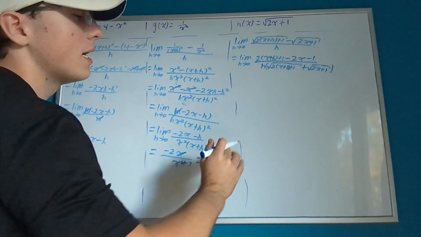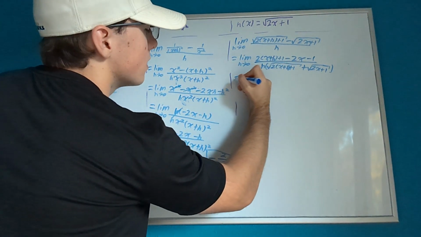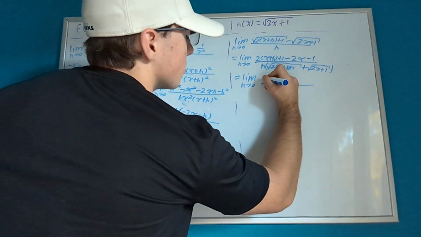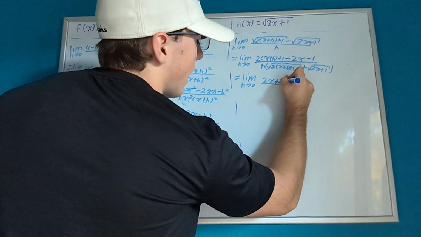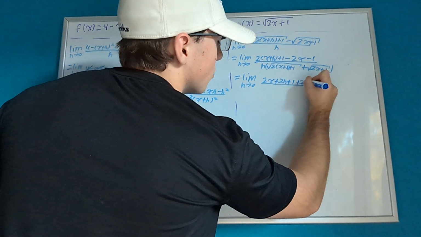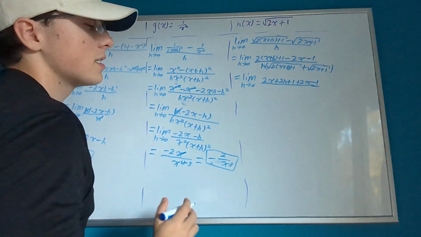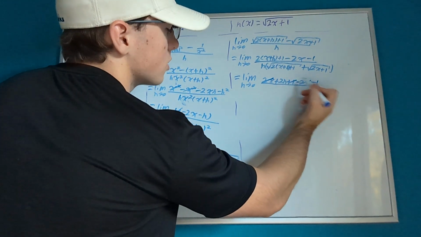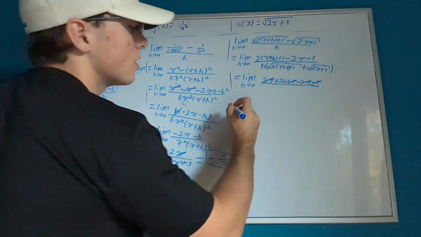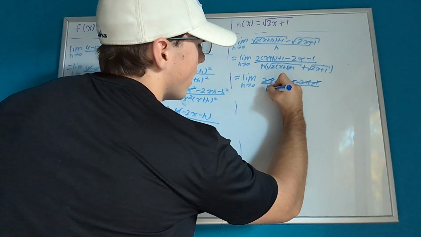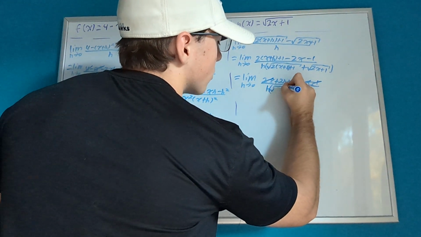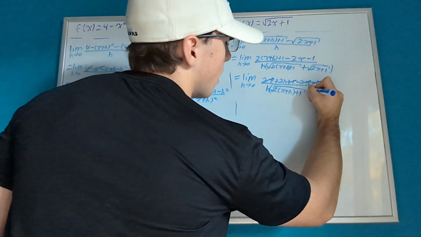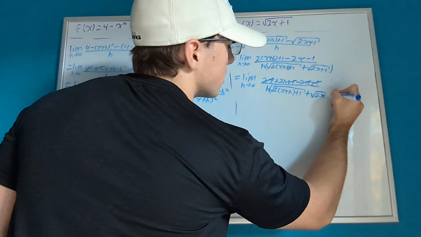Now, what we're going to do is we're just going to expand this, and we're going to see what we get. So it'll equal the limit as h approaches 0 of, this will become 2x plus 2h plus 1 minus 2x minus 1. Now, obviously, we can start to see some things will cancel out, right? Like this 2x and this minus 2x will go, this plus 1 and this minus 1 will go, and we're just left with 2h on the top, right? And then down here, we'll have h times the square root of 2x plus h plus 1 plus the square root of 2x plus 1.